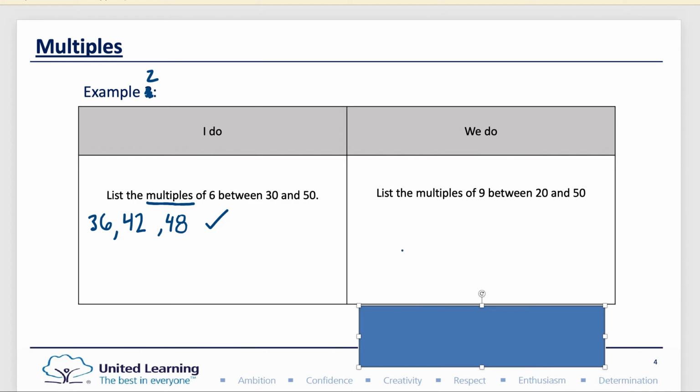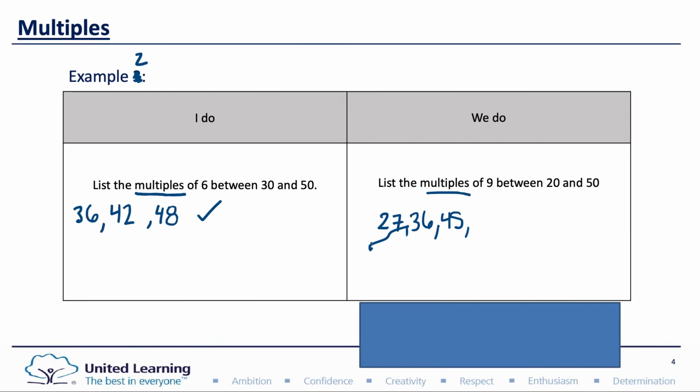Anyway, all right, so list the multiples between. So the first thing, multiples, times table. I know that 9 times 2 is 18, but that's too small. So let's go to 9 times 3. 9 times 3 is 27, so that's the first one. Then 9 times 4 is 36. 9 times 5 is 45. And then notice for the next one, 9 times 6 is 54. That's too big. So hopefully these are the only three numbers that you wrote down.